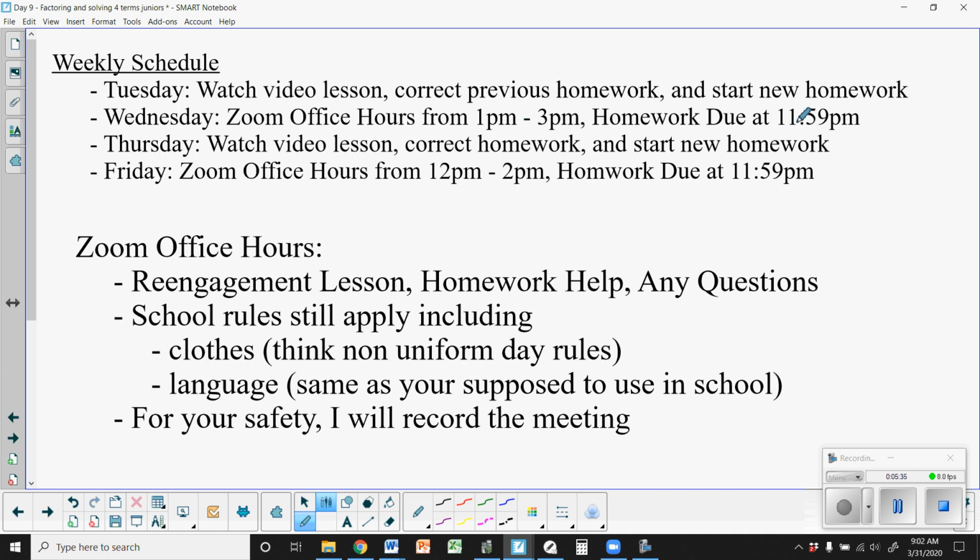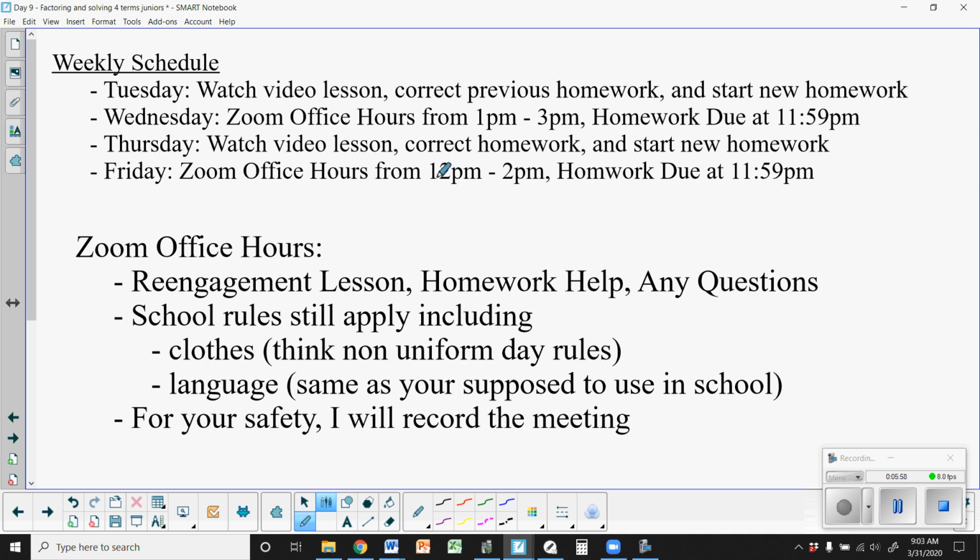And then the homework, again, is due at 11:59. So notice that the assignments stretch 2 days. Watch a video lesson, correct homework, start homework, ask questions, and then homework is due at 11:59. Thursday is going to be the same as Tuesday. So watch the video lesson, correct homework, start new homework, and then Friday, again, Zoom office hours.